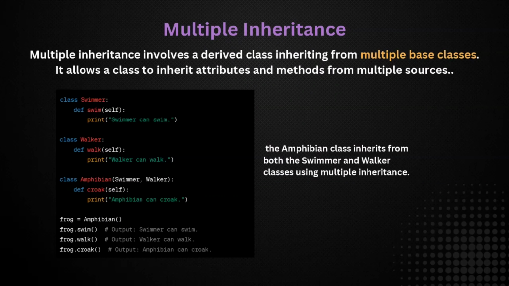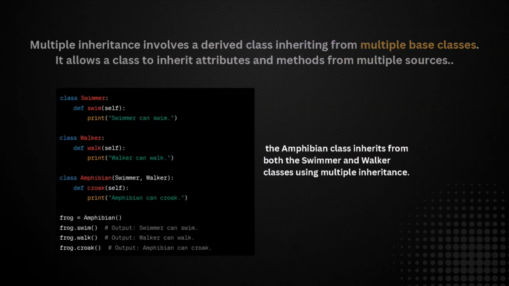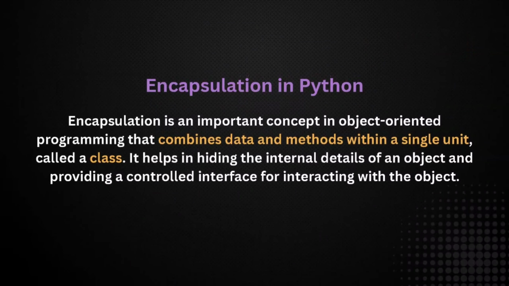So actually multiple inheritance is just the reverse of hierarchical inheritance. Hierarchical inheritance has multiple children and multiple inheritance has multiple parents. So that's the difference. Now we have completed one pillar of OOPS.